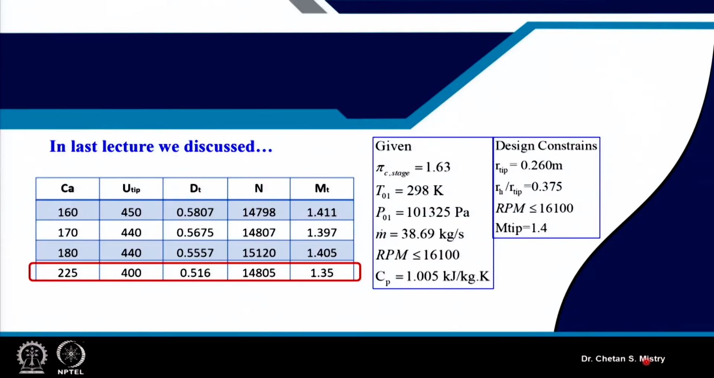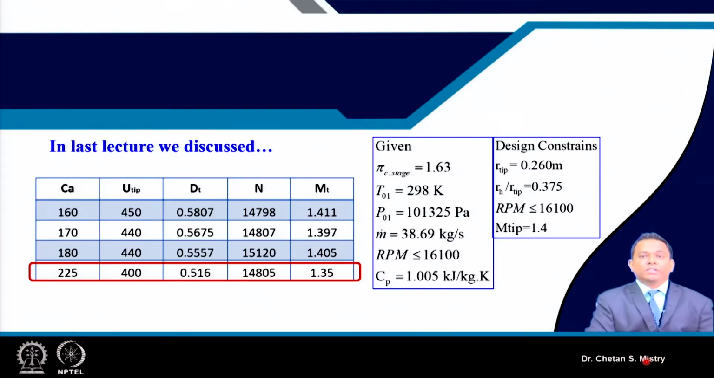In the last lecture we discussed what data is given to us for the design. We are looking for a pressure ratio of 1.63 and a mass flow rate of 38.69 kg per second, and we have constraints on the tip diameter and the hub to tip radius ratio at the entry, which is also fixed. Our rotational speed should not exceed 16,100.